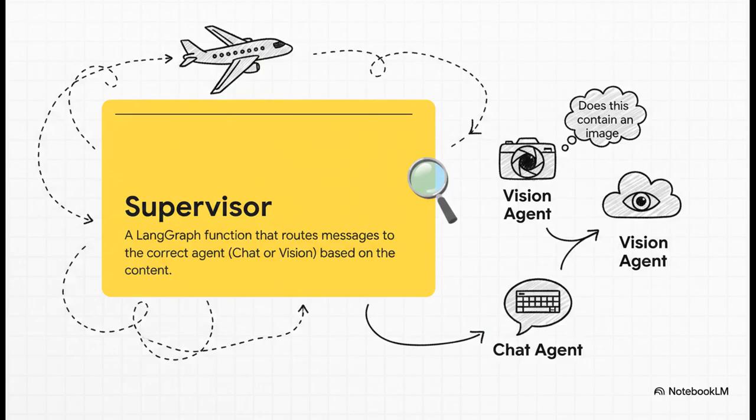So how does LangGraph know which specialist to send the job to? Well, that's the role of a little component called the supervisor. You can seriously just think of it as an air traffic controller for data. It looks at every single incoming message and asks one simple question: is there an image in here? If the answer is yes, boom, it routes it to the vision agent. If no, it just goes to the chat agent. That simple decision is what makes the whole thing work so intelligently.